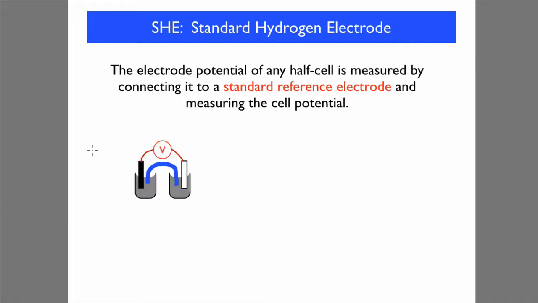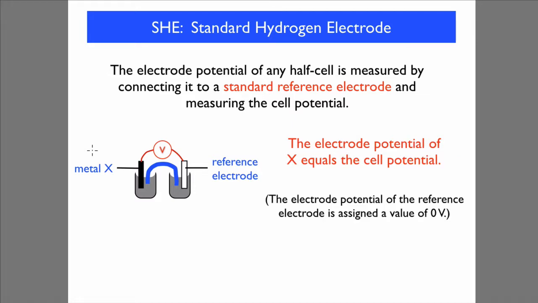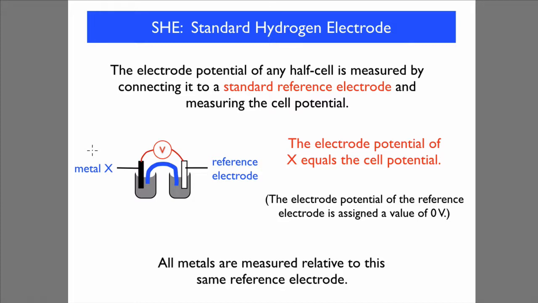The electrode potential of any half cell is measured by connecting it to a standard reference electrode and measuring the cell potential. Say if we've got metal X, you connect it to a reference electrode, and the electrode potential of X equals the cell potential. The electrode potential of the reference electrode is assigned a value of 0 volts. So our SHE is 0 volts. All metals are measured relative to this same reference electrode.